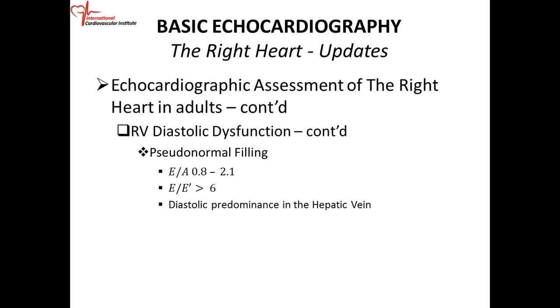Okay, so for abnormal relaxation, that E to A is less than 0.8. Okay, for pseudo-normal, the E to A ratio is between 0.8 and 2.1, but the E to E prime ratio is greater than 6.